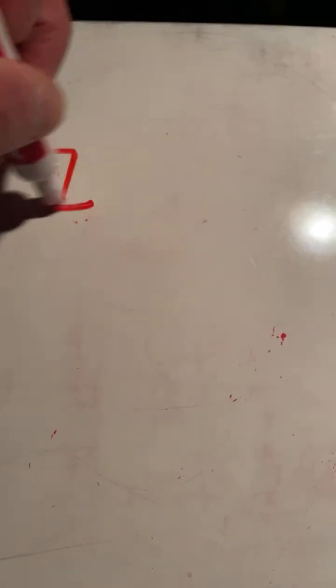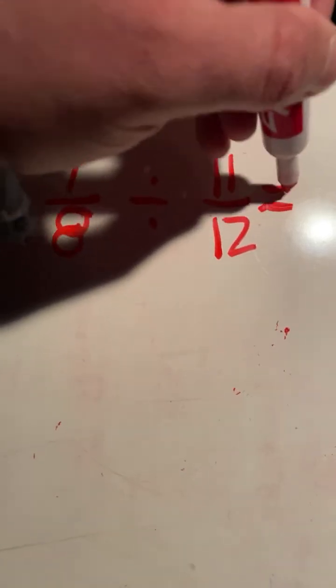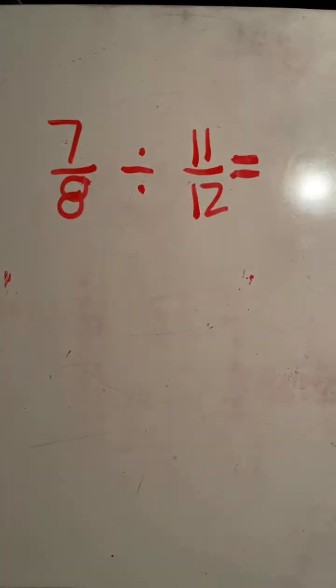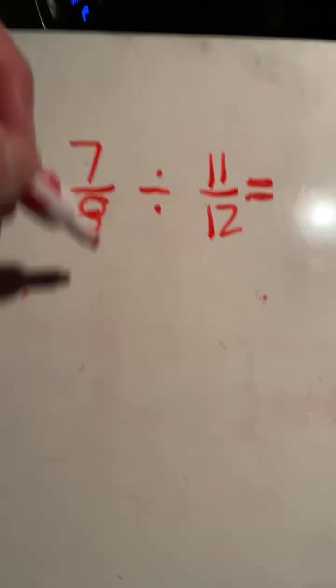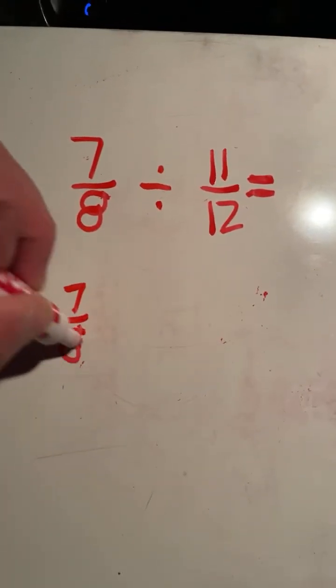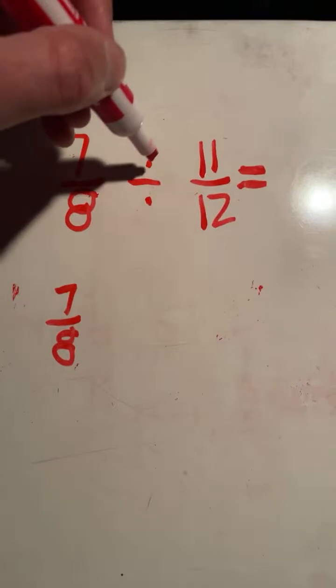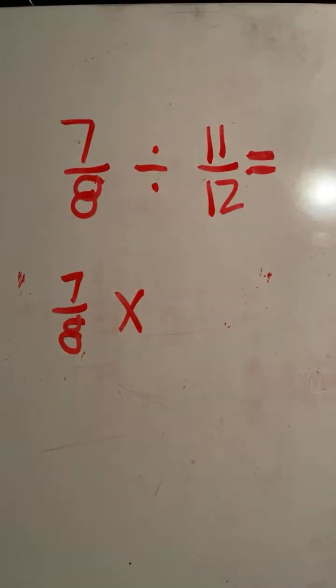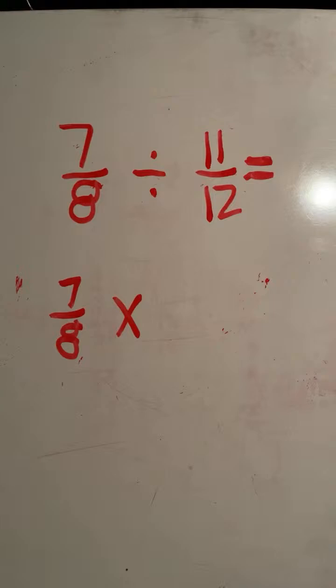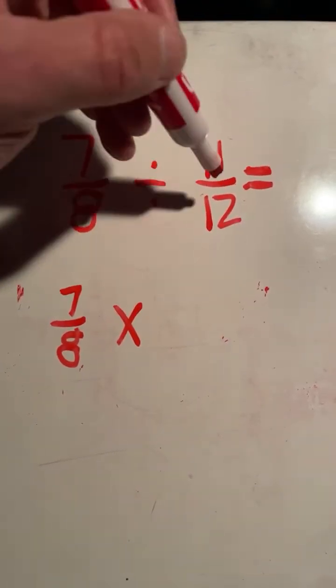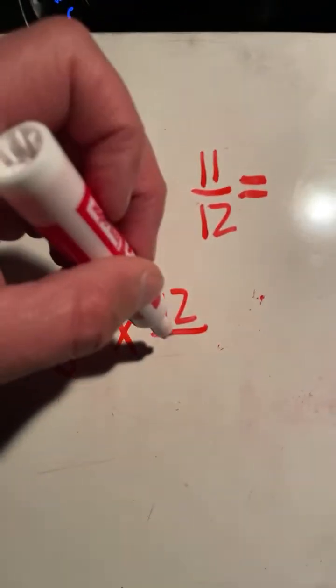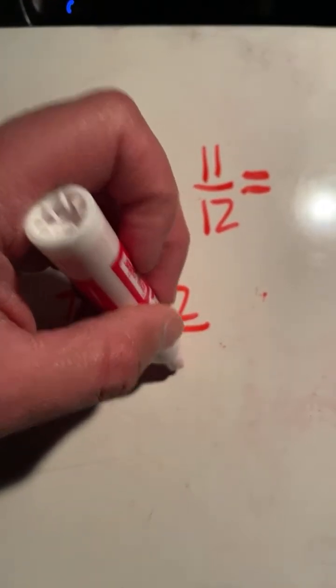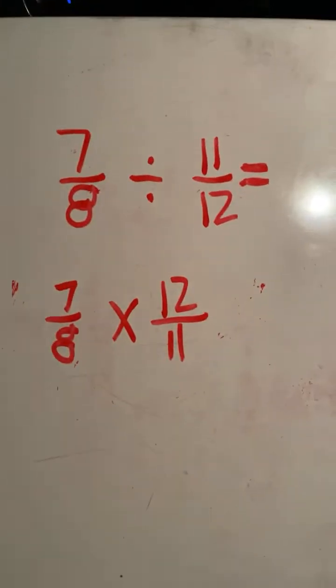All right, let's say we have 7/8 divided by 11/12. So step one, we're keeping the first fraction the same. Step two, the division sign becomes a multiplication sign. Step three, the second fraction we flip it. So 12 is now the numerator, and 11 is now the denominator.